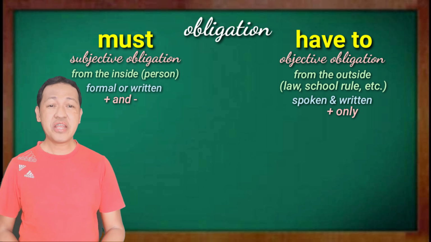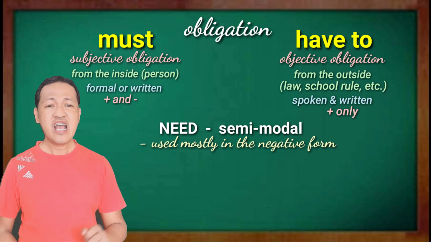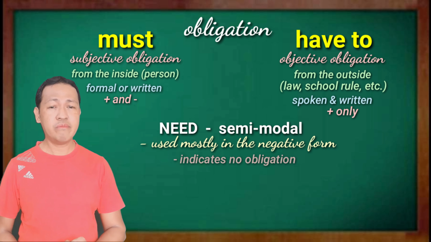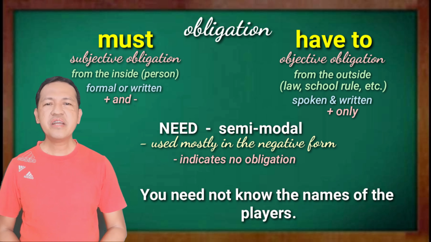In my previous video, I mentioned that need is a semi-modal because in some ways it's like a modal and in other ways like a main verb. Take note that we use the semi-modal need mostly in the negative form to indicate that there is no obligation or necessity to do something. We use it to show that there is no obligation. Look at this example. You need not know the names of the players. Needn't is the contracted form of need not.